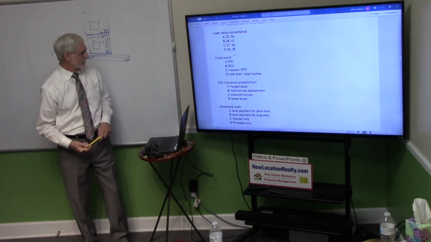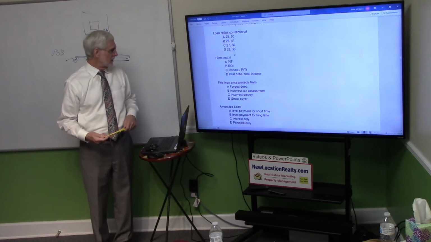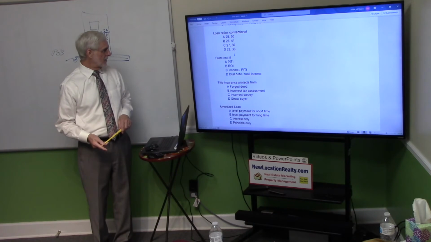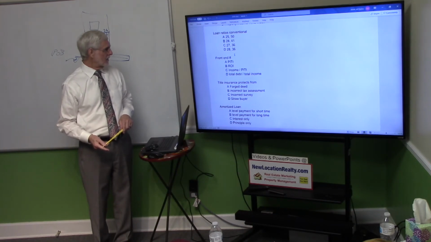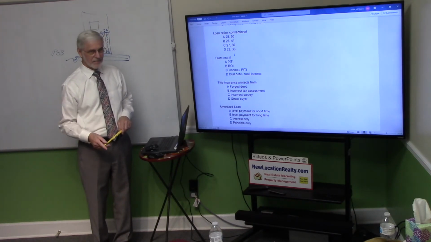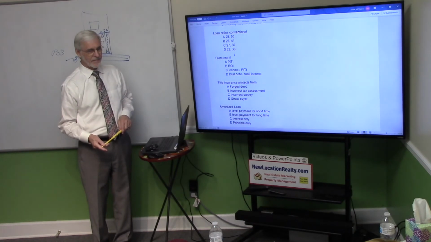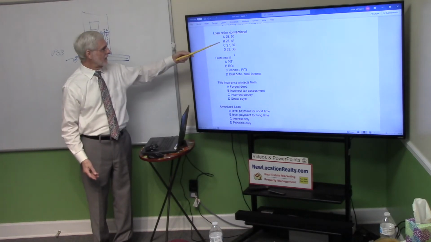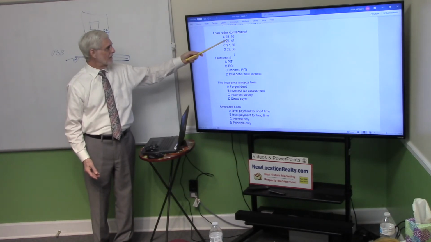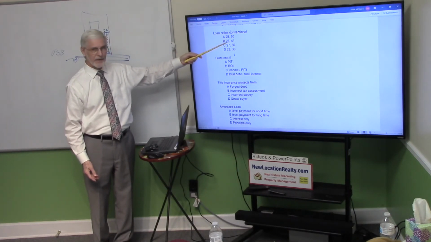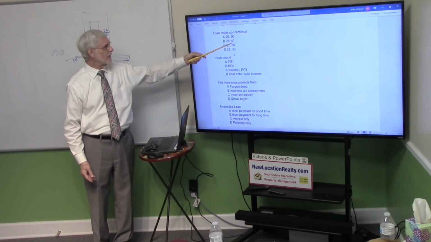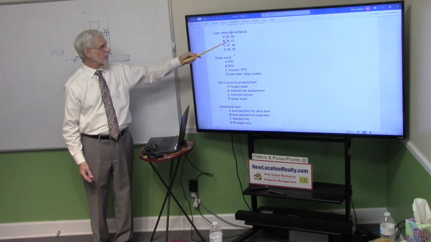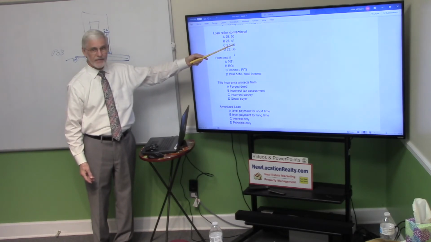Front end number. Total debt to total income, that's the back end. Principal, interest, taxes, and insurance, right here, is the front end number. So this number is your front end number, and this is your back end number. This is your income to house payment. This is income to total debt.